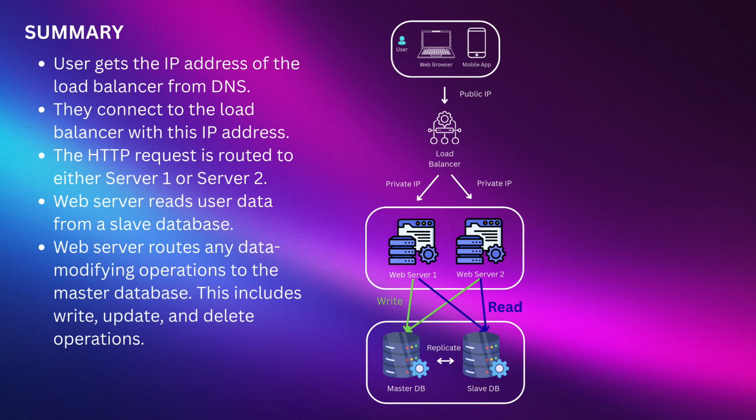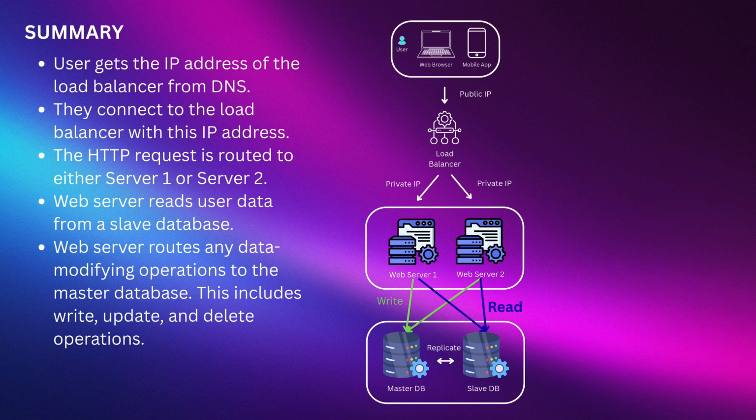Now, let's quickly summarize what we talked about. The user gets the IP address of the load balancer from DNS. They connect to the load balancer with this IP address. The HTTP request is routed to either server 1 or server 2. The web server reads user data from a slave database, and then the web server routes any data-modifying operations to the master database. This includes write, update, and delete operations.